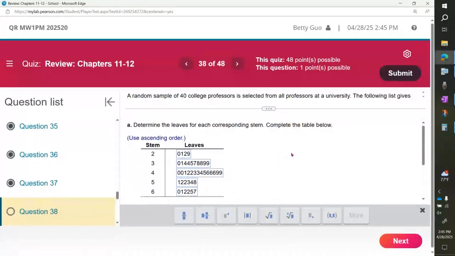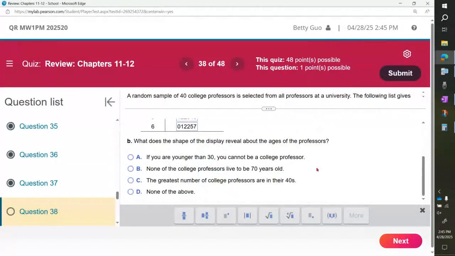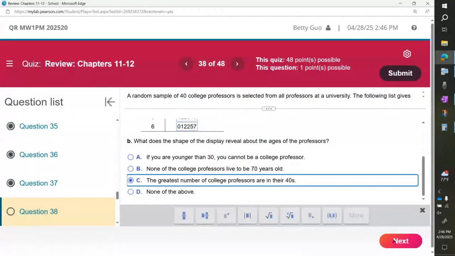Did they say that? At a university. Didn't mean they die. Maybe it's just that the data doesn't have an older one. Doesn't mean all the professors are going to die in their 60s. The greatest number of college professors are in their 40s. Yeah, that one.